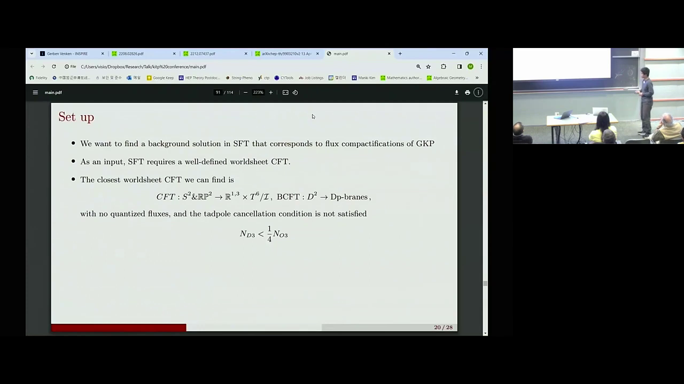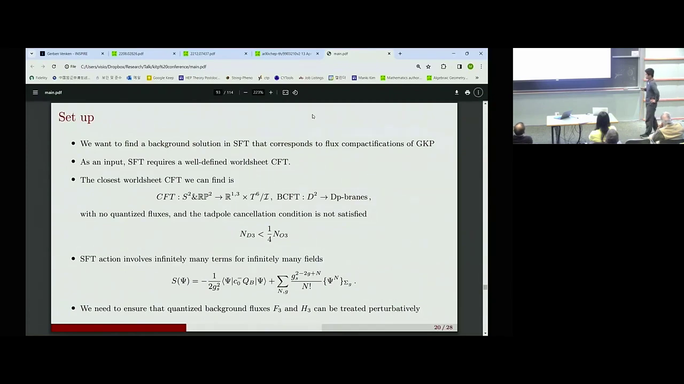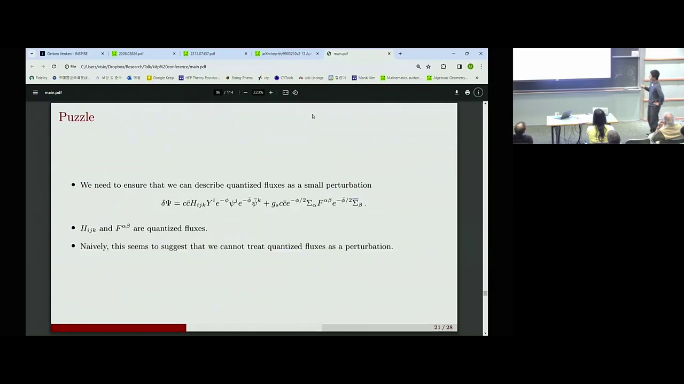Your solution is consistent. And as I told you, the string field theory action will involve infinitely many terms. So what I really want to do is to make sure that when I turn on the Ramond-Ramond fluxes and NS-NS fluxes, I can treat them perturbatively. But the puzzle is the following: these are quantized fluxes. H and F are not small numbers. Of course, you can say that, well, in the case of Ramond-Ramond fluxes, we have this g_string factor. So probably when you have a small g_string, you can treat this part perturbatively. But what about this? Yeah? If you cannot really treat them as a small perturbation, then we cannot describe GKP using string field theory. But it's not the end.